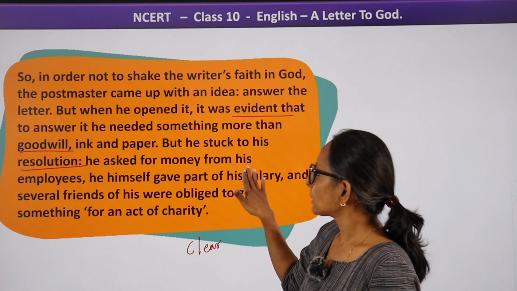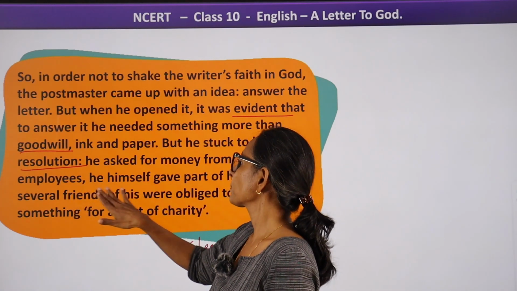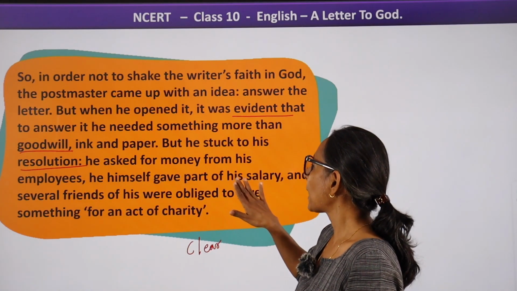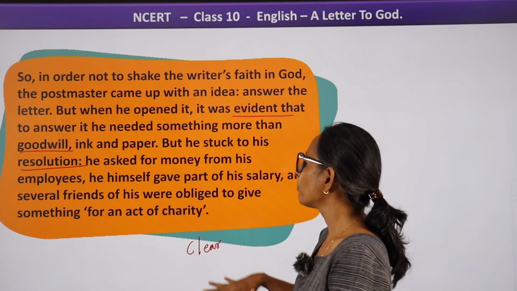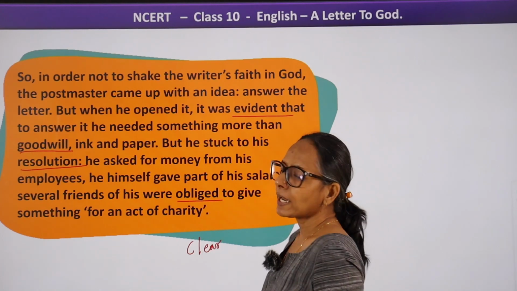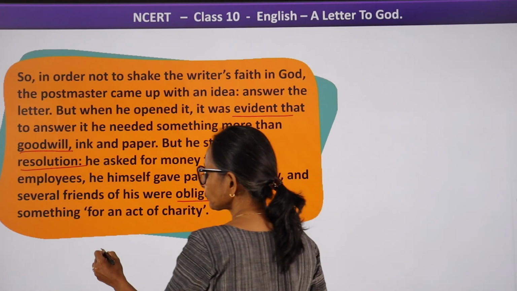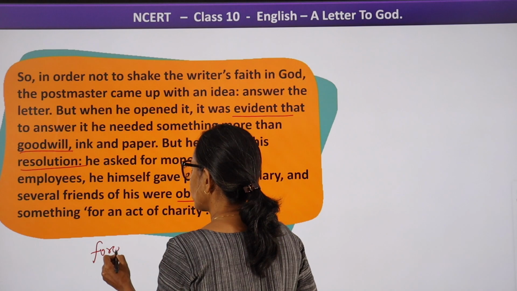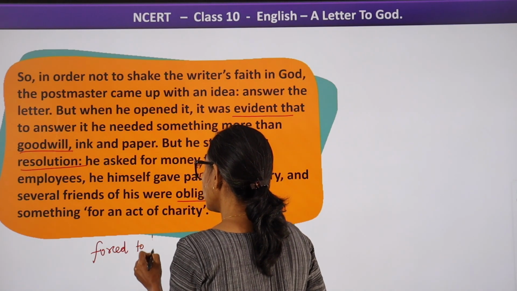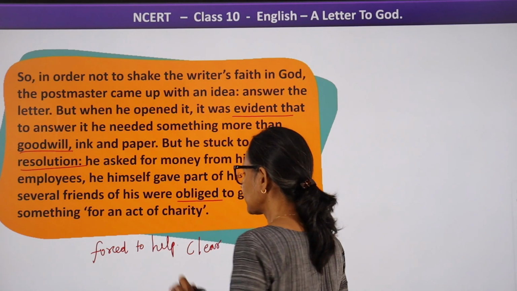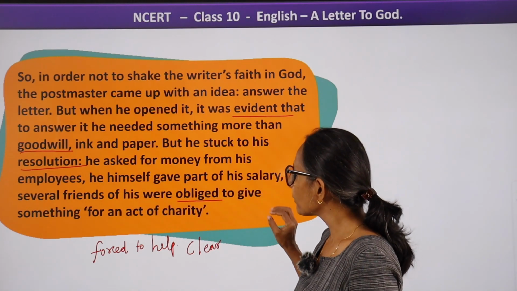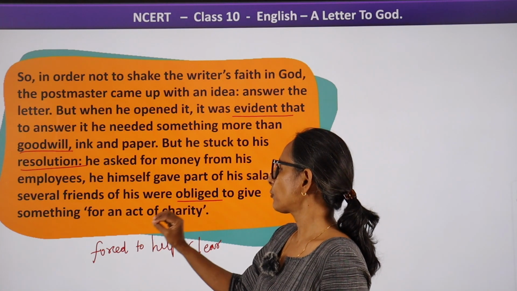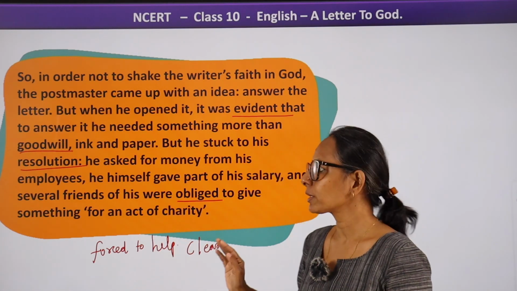He asked for money from his employees. He himself gave part of his salary, and several friends of his were obliged. Obliged generally means forced to help someone. But here, what it means is several friends of his were obliged to give him something for an act of charity. Here, what does it mean?